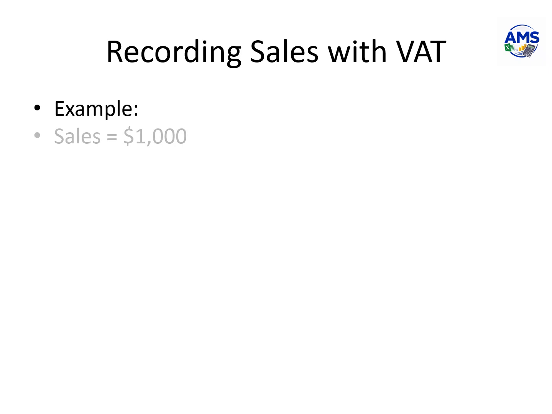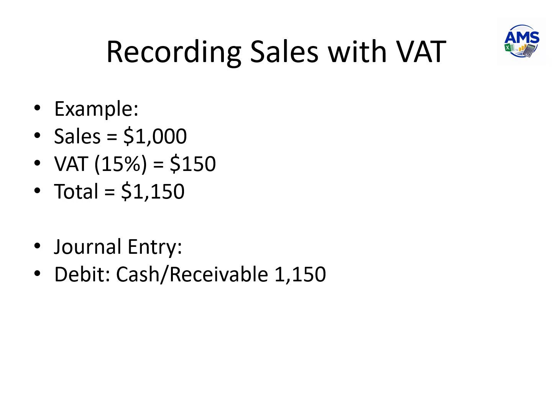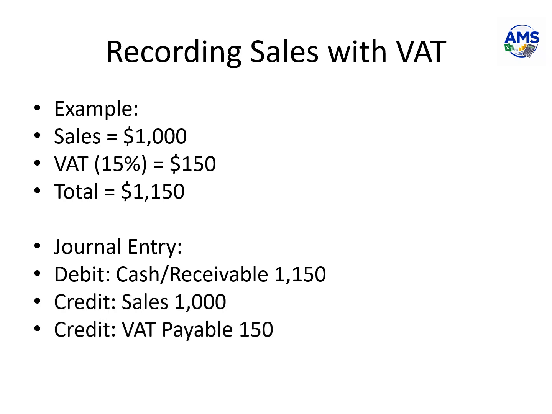Let's look at an example. Sale is $1,000 and the VAT is 15% on the sales, which is $150. So the total amount that the customer will pay will be $1,150. So the journal entry will be, we debit cash or receivables $1,150, we credit sales 1,000 and we credit VAT payable $150.